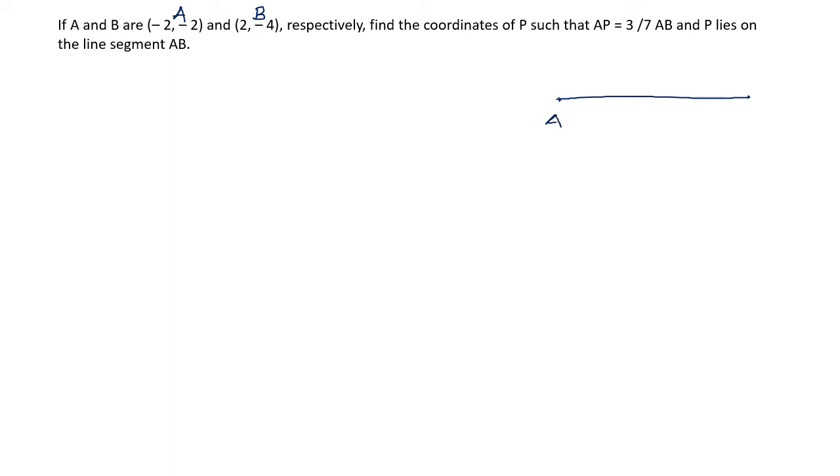Can you see this clearly with the blue ink? And there is P somewhere, and AP is 3 by 7 times AB. Now when a question comes like this, what will you think? It is 3 by 7 times.